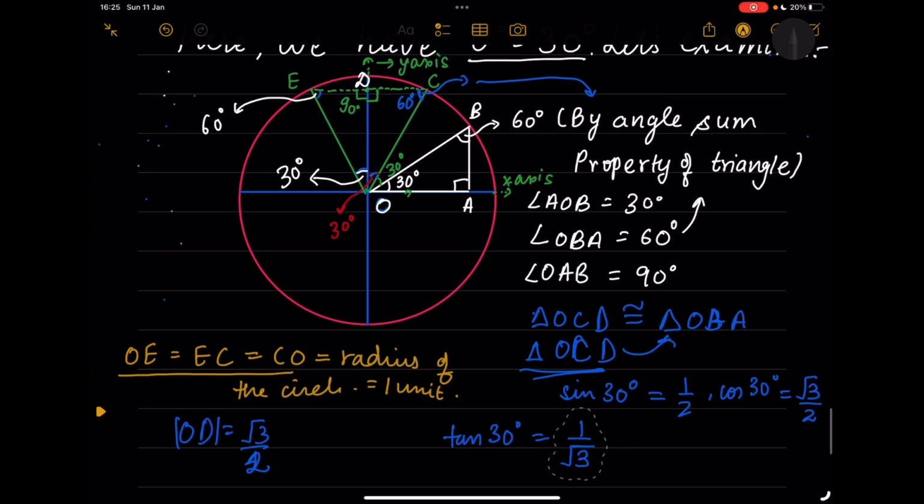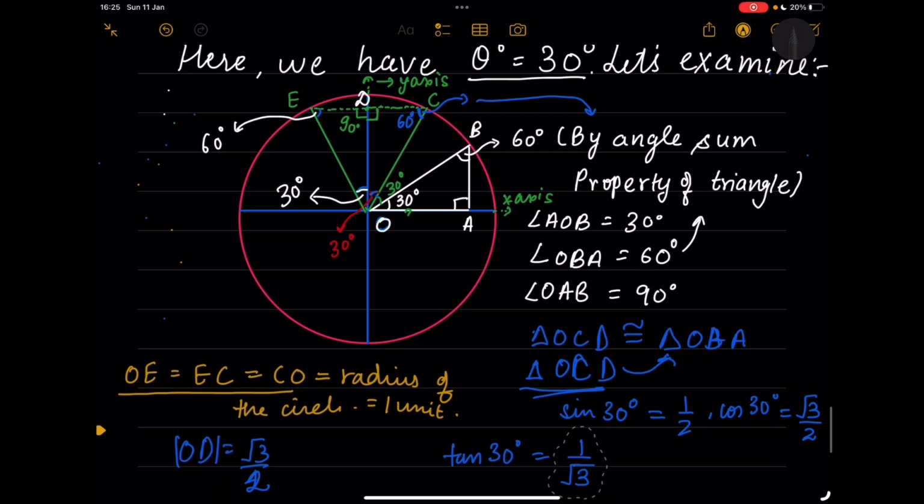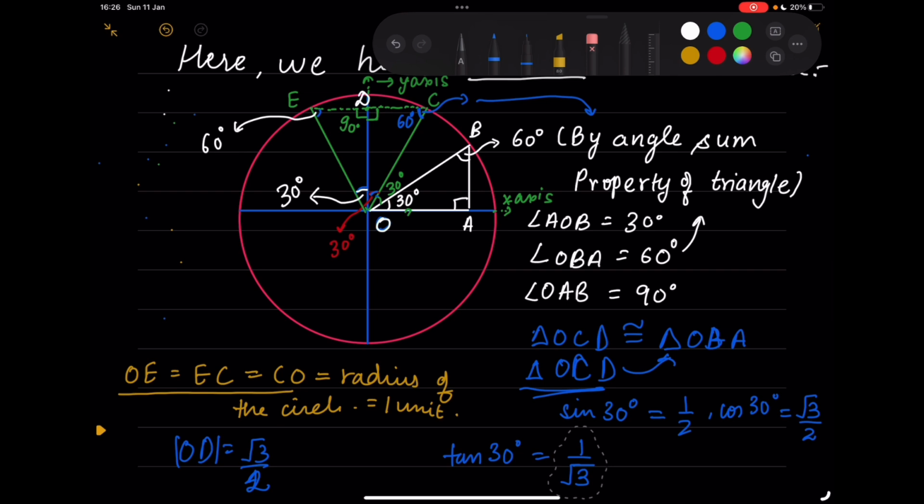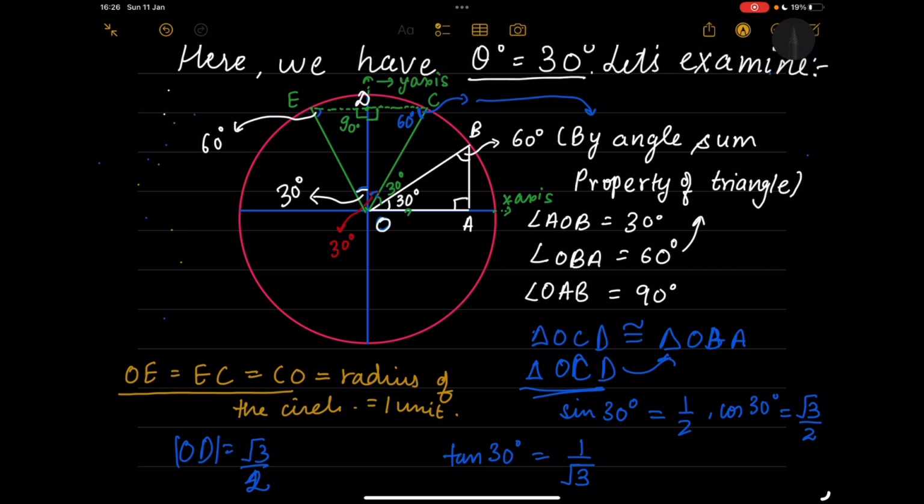Using the same logic, same construction, you can find the value of sine 60 degree, cos 60 degree and tan 60 degree from here itself. For that, I'll try to discuss it in the next part of the video. But till then, remember this part, go over it again and try finding the values for sine 60 degree, cos 60 degree and tan 60 degree.